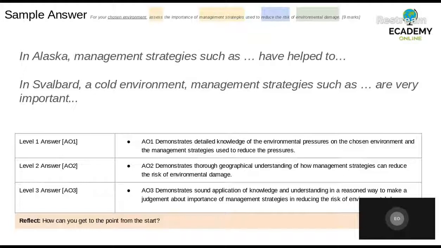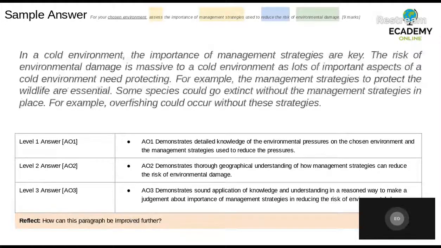So for example, you might start with, in Alaska, management strategies such as ... have helped to ... Just very quickly summarize the key points that you're going to talk about in the answer. Or you might say, in Svalbard, a cold environment, management strategies such as ... are very important because, and then write a sentence based on that. So get into the point, get into the meat of the question, talk about the strategies themselves rather than just writing generic comments at the start of an answer.